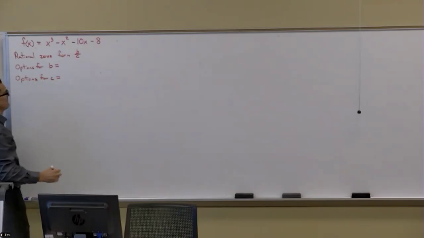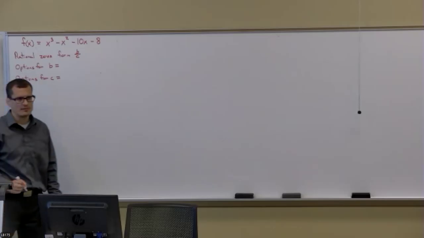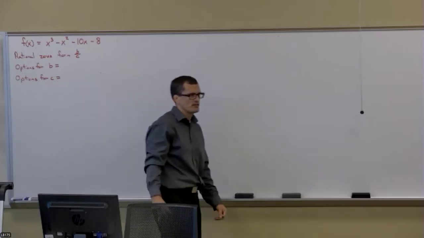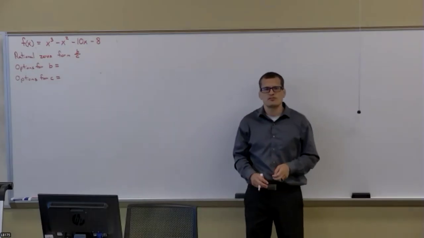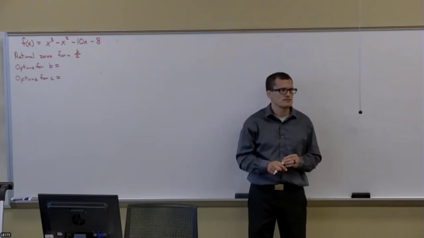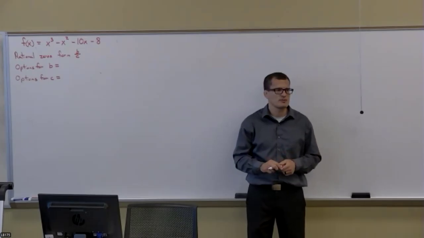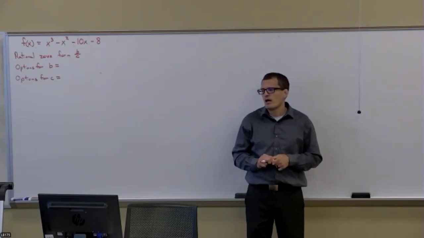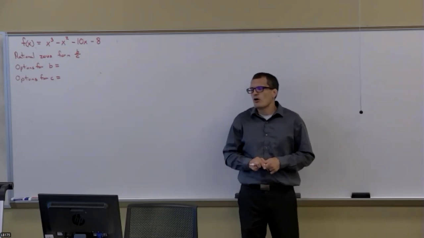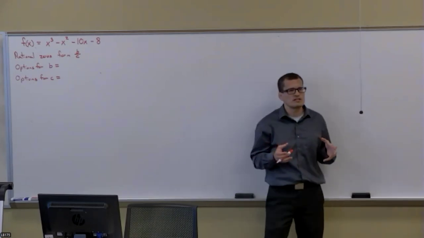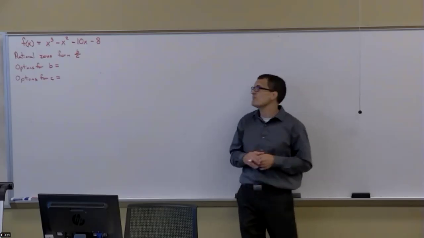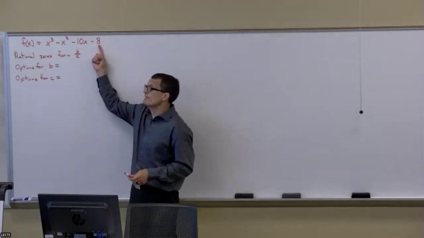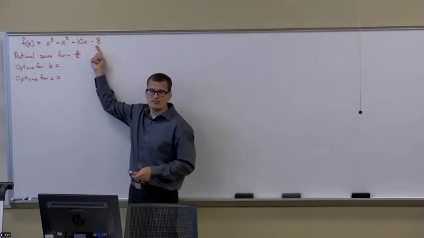I know we're using b and c in a different way than we use them with quadratic functions. Hopefully that's not throwing you off. This is just how the rational zeros theorem is written. I guess we could use different letters, but that can get confusing as well. So our rational zeros are always going to look like a fraction b over c, where b is some factor of the constant.